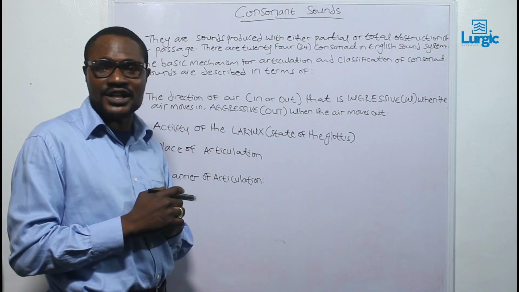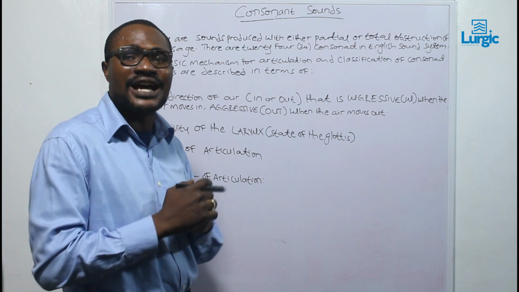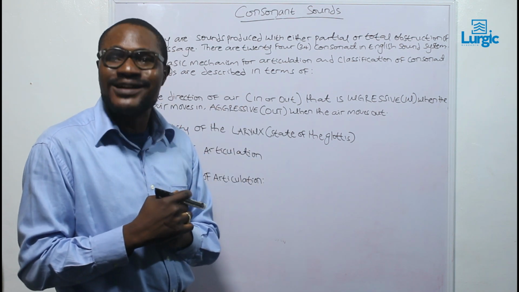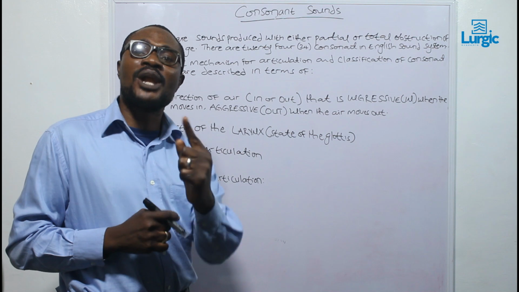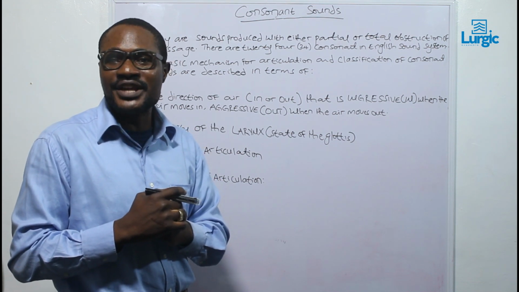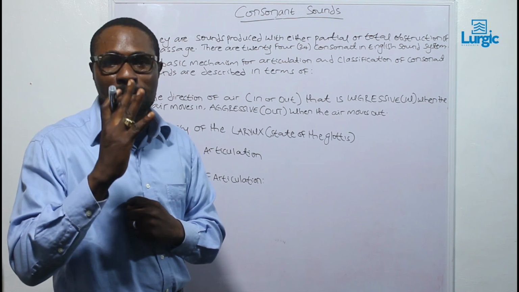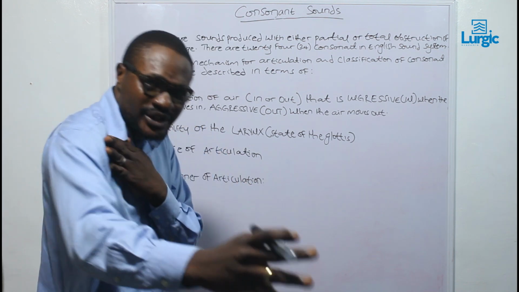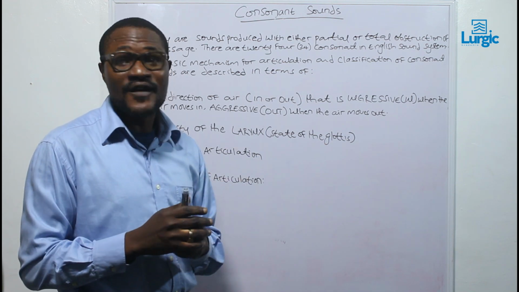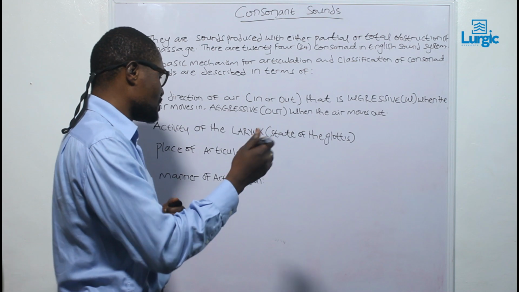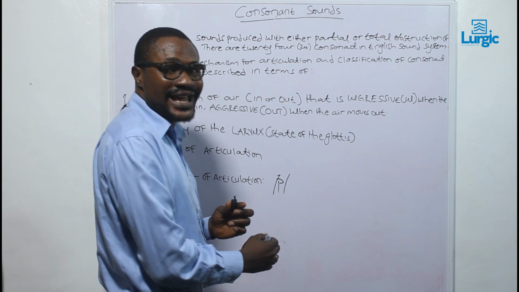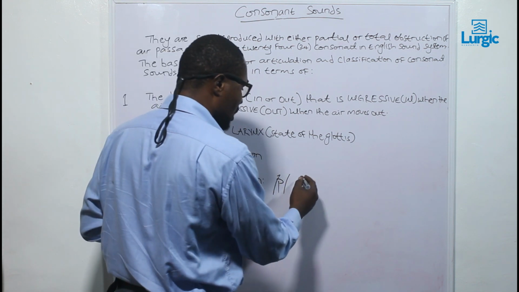Now, the next we shall be looking at is the manner of articulation. Under the manner of articulation, we shall be looking at different kinds of things. First, the plosive or the stop. When we talk about the plosives or the stop, we're looking at sounds that have to do with a total stop before a forceful release of the air. Examples of such sounds we can have in such as p. We can also have it in sounds such as b.